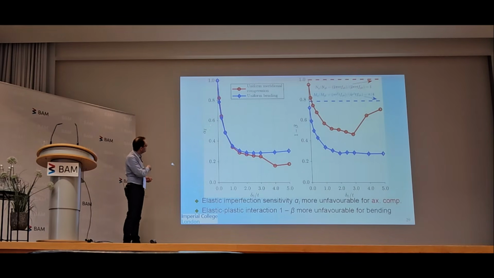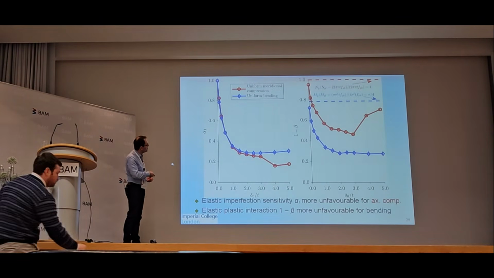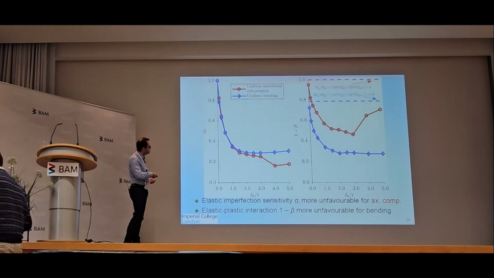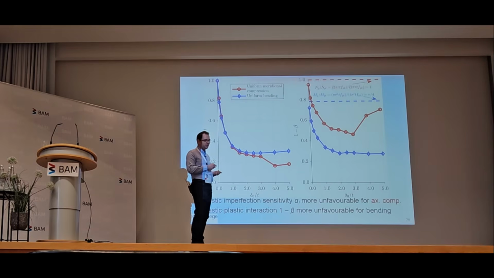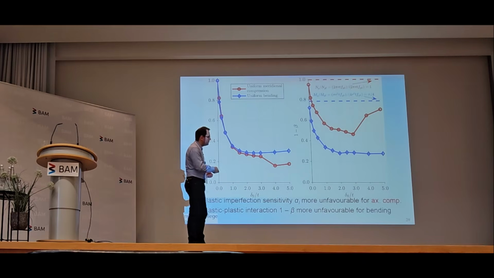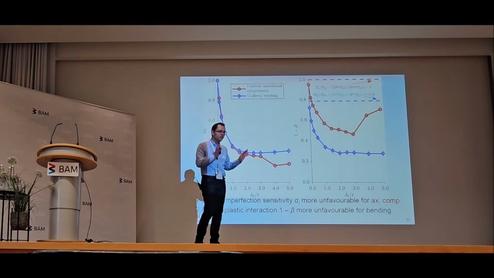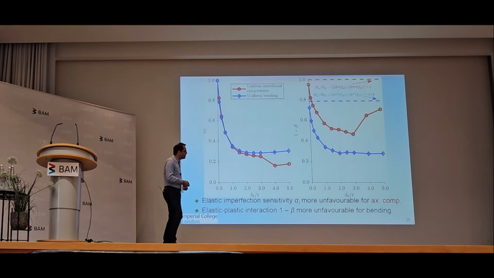And I have here plotted alpha I. Alpha I is lower for uniform compression than it is for bending. 1 minus beta is lower for bending than it is for uniform compression. There's some funny things happening here because you have extremely imperfect shells there. There's another effect there which I won't go into.